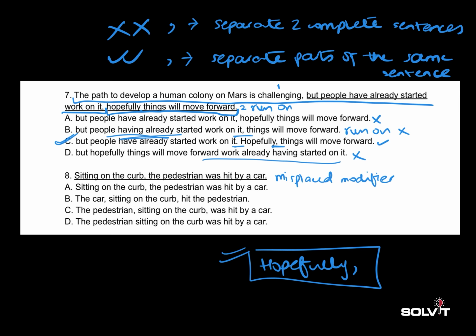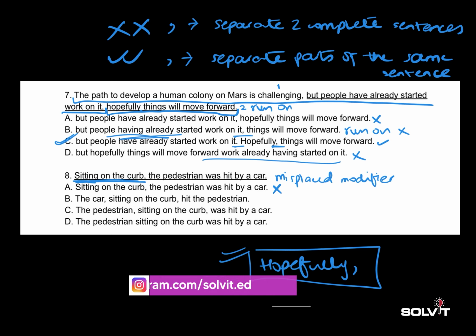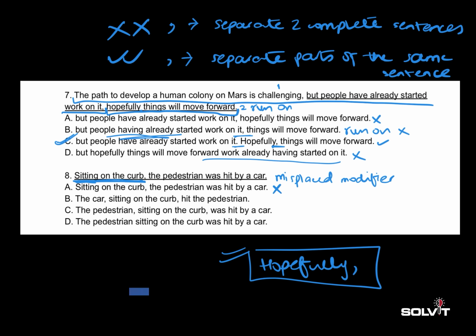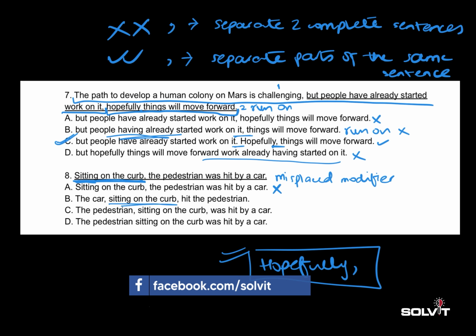So let's read the options one by one. Option A is the same as the question, so we're going to cancel that right away. Option B is the car sitting on the curb hit the pedestrian. Now, what is this sentence telling you? Now, first, I hope you guys realize that sitting on the curb is our modifier over here, okay? So in all the sentences, they're changing the position of the modifier, and we have to recognize in which sentence it's in the correct position, okay? So clearly in option number B, it's not in the correct position, right? The car sitting on the curb. So it seems like the car was sitting on the curb.